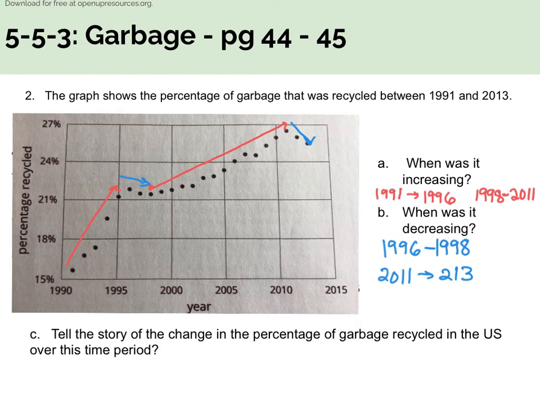So my story is the percentage of garbage recycled generally increases from 1991 until a peak of 2011 and then begins to decrease. There's a brief period of decrease from 1996 to 1998 and from 2007 to 2008. So what we are doing is looking at the story, or explaining what's going on, as far as the graph itself.